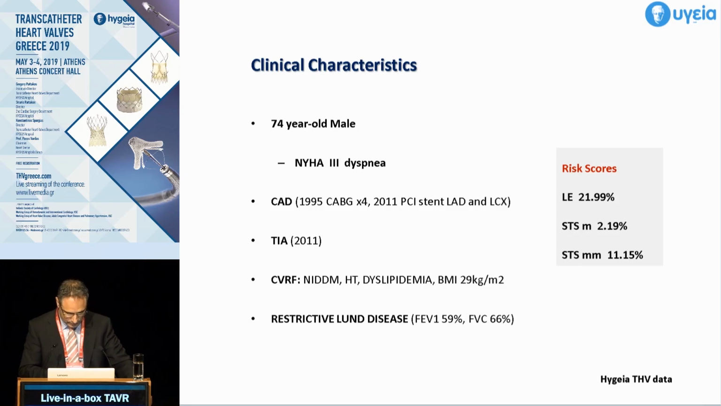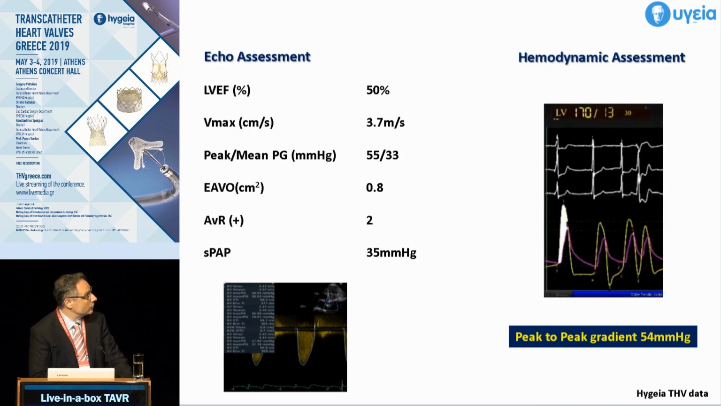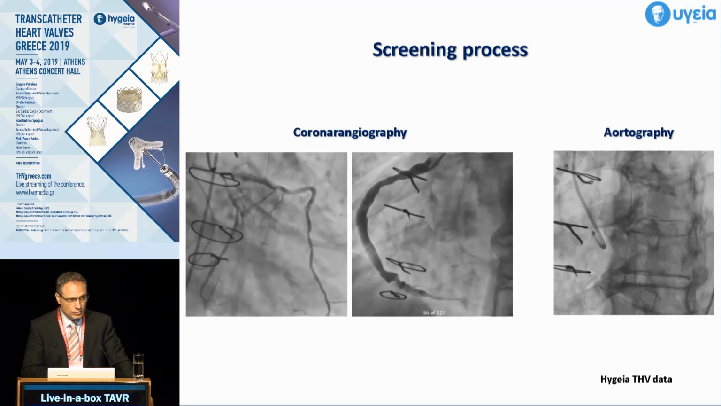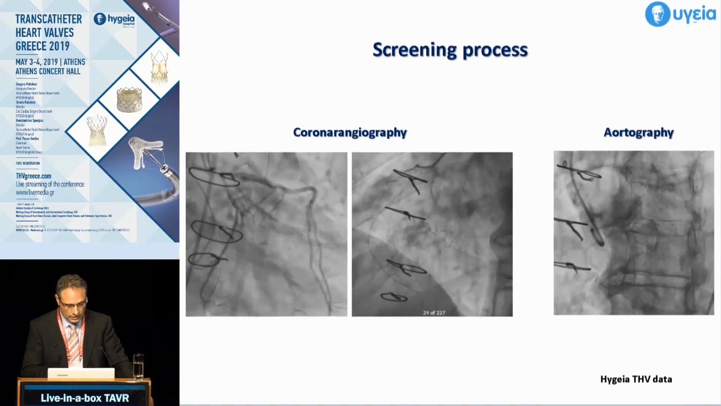The patient was characterized, according to the logistic Euroscore, as high surgical risk. We proceed with assessment of the patient, and we revealed significant aortic valve stenosis with an EOA of 0.8, mildly impaired left ventricular ejection fraction, and a mean gradient of 33. The hemodynamic assessment revealed a peak-to-peak gradient of more than 50. We proceed with evaluation of the coronaries, with no relevant issues.